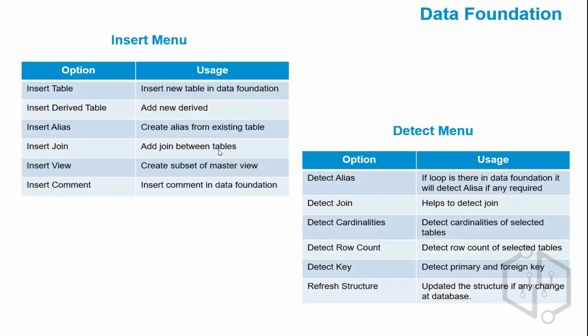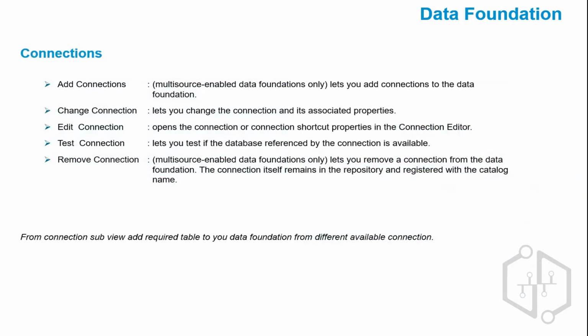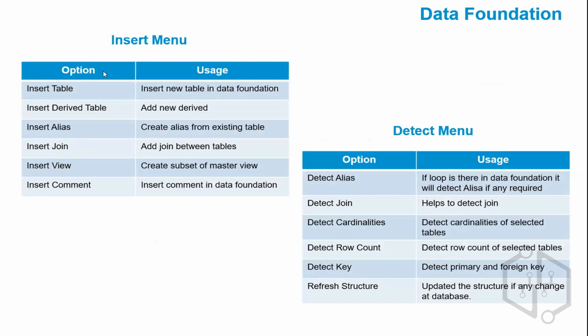These are all options available in our data foundation. Insert menu will be there. If you click on insert, it will ask you whether you want to insert a table or a derived table. Derived table is like, if we need one column from one table and another column from another table, and we need to combine those two columns with some formula, then we will create our derived table there and we will use that derived table in our schema. Insert alias.